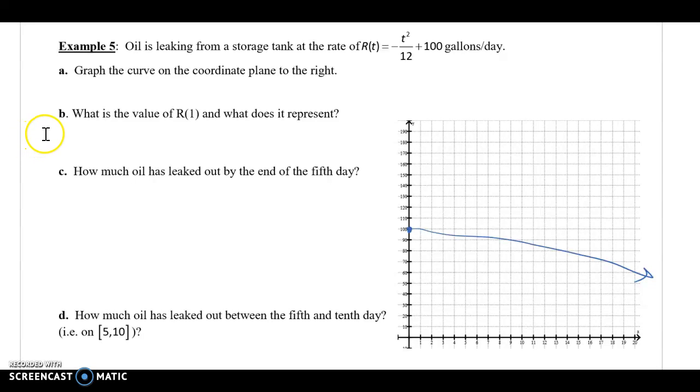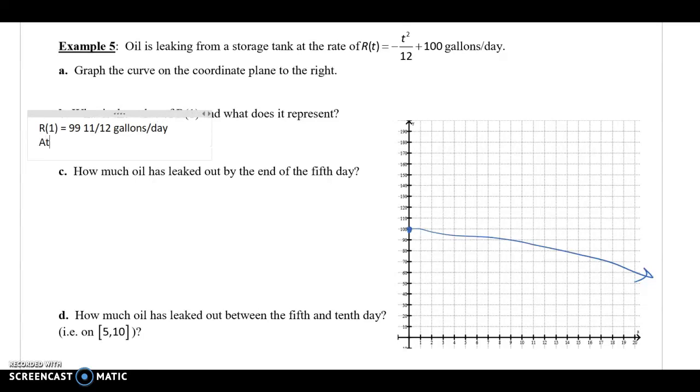Part B says, what is the value of R(1) and what does it represent? So first of all, I plug 1 into the equation. We get R(1) is equal to 99 and 11/12, or we could find the decimal approximation for that one. And the label would be in gallons per day. And what does it represent?